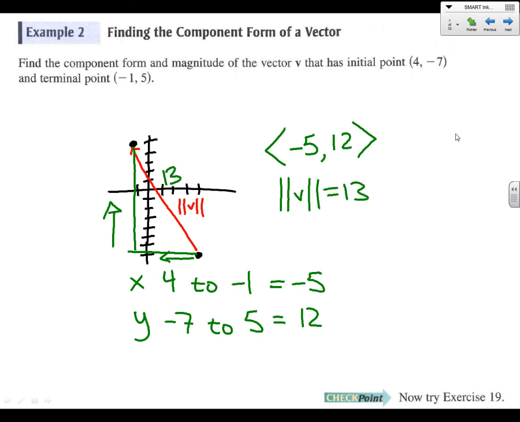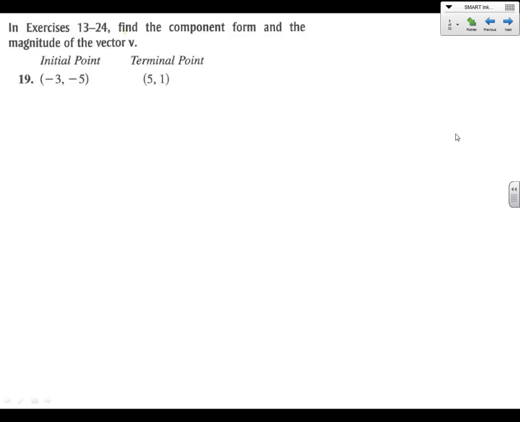And if you don't believe where that 13 came from, do the Pythagorean theorem with 5 and 12. The hypotenuse is going to be 13. All right? So that's what you have to do on problem 19. See if you can get the component and magnitude for vector V.